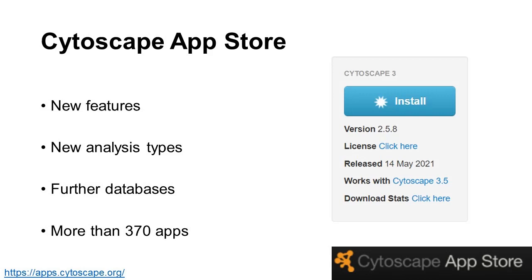You just have to open the App Store in your browser, select your favorite app and click the Install button. If Cytoscape is running, the app will be downloaded and installed immediately, and it will be ready to use within a couple of seconds. Now let's check some frequently used apps of Cytoscape.